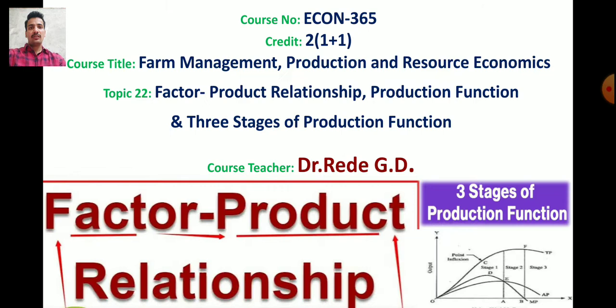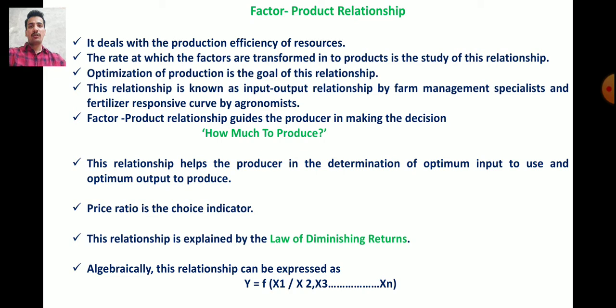Firstly, we will discuss the factor product relationship. In production economics, there are three types of relationship: first, the factor product relationship, then the product product relationship, and the factor factor relationship. Now, factor product relationship: factor means input, product means output. So this is about the input output relationship.